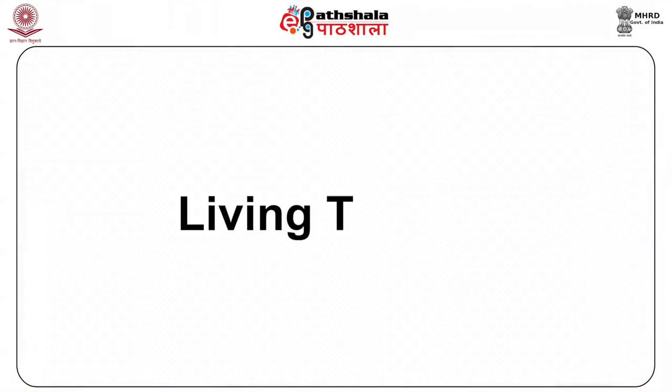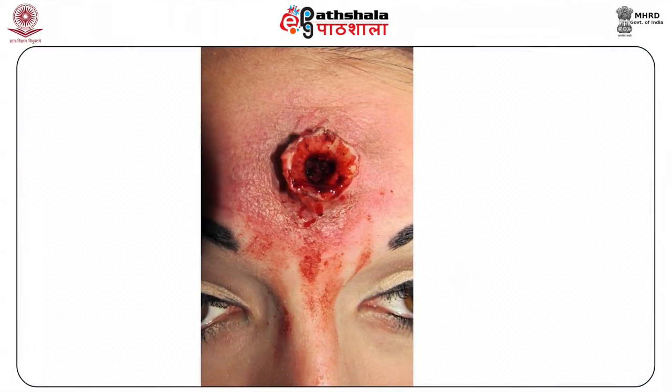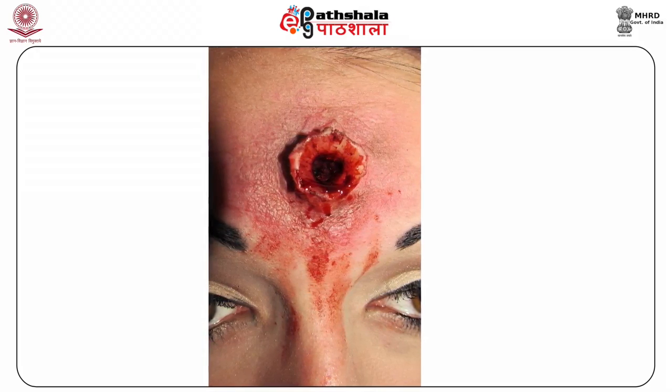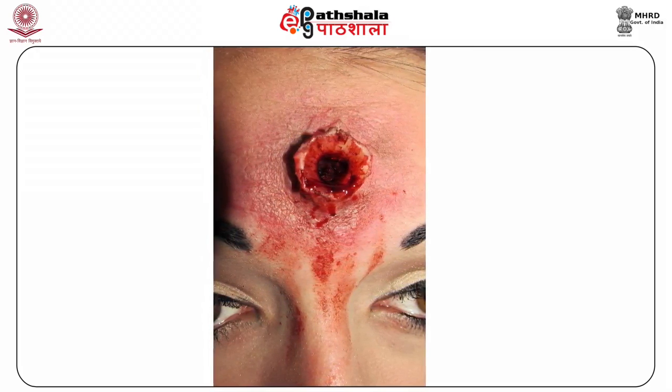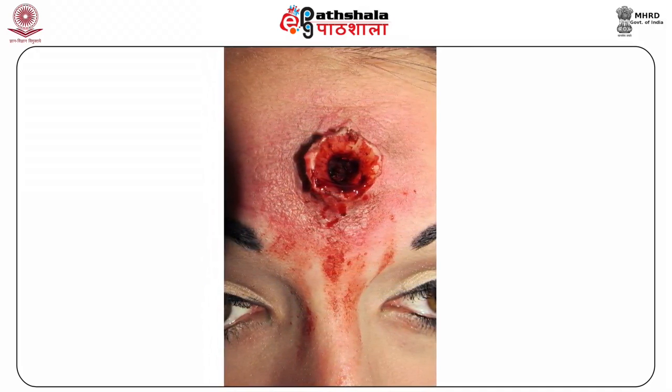Now let us discuss living targets. Living targets can be animals or human beings, especially when firearms are used for murders or suicide resulting in injuries on the body as well as inside the body.